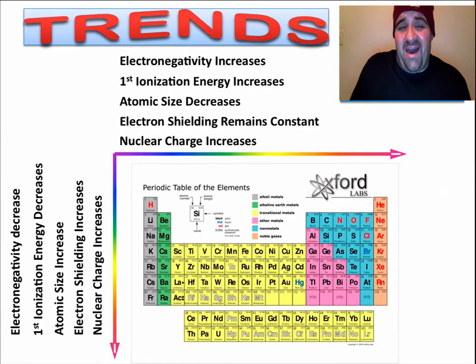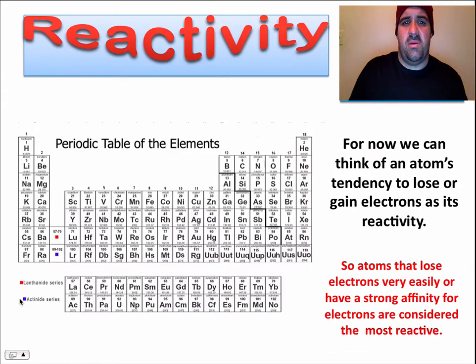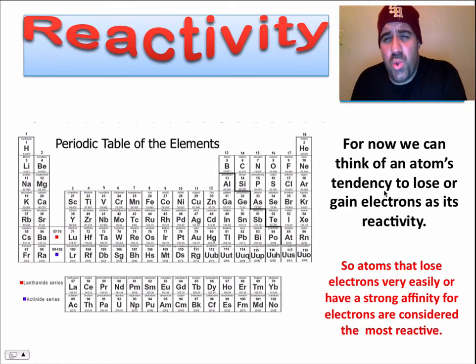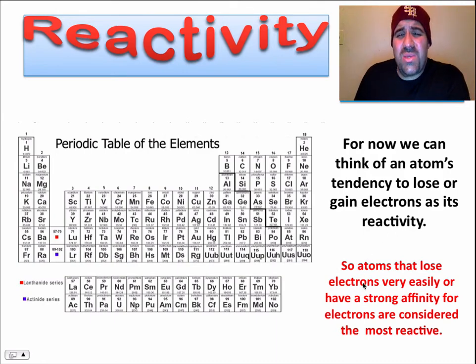So now we have 5 trends in total, and we're just keeping track. Electronegativity is increasing this way. Ionization energy increasing. Electronegativity is decreasing downward. And the last thing we're going to look at, and I'm going to show you a demo on this with metals and water, is reactivity. For now, we can think of an atom's tendency to lose or gain electrons as its reactivity. So any atoms that lose electrons very easily or have a strong affinity for electrons, we're going to consider most reactive.